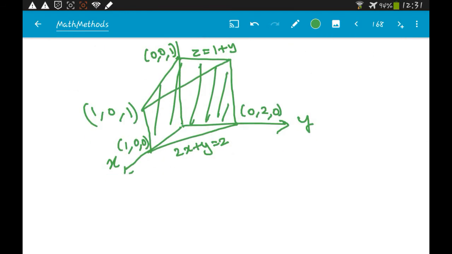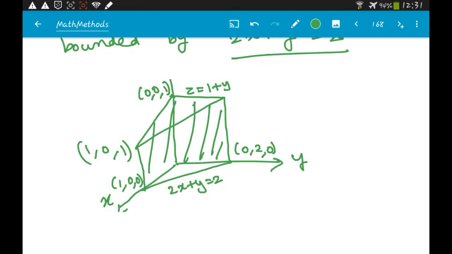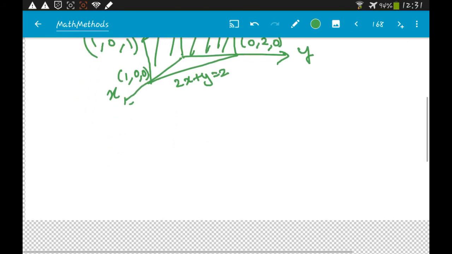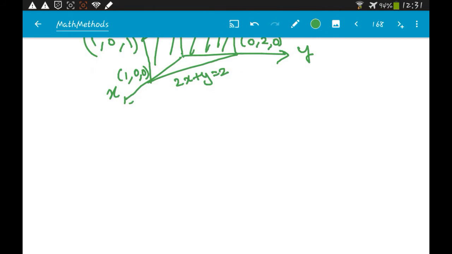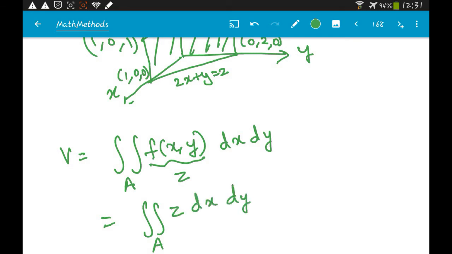Okay, so even if we don't want to deal with all the diagrams, what we can see is the basic diagram, where 2x plus y equal to 2 is the lower bound, and the upper bound is z equal to 1 plus y. So now we have to find the volume of this solid. How will we do it? Just like we said before, V is nothing but the integral over the area, a double integral with f of x, y dx dy, and this one is nothing but z. So this is the integral over the area of z dx dy.